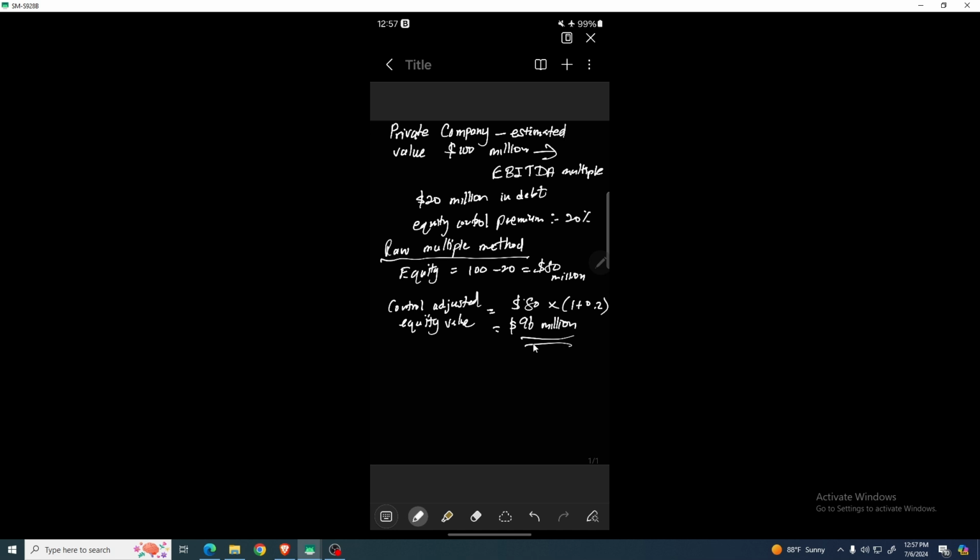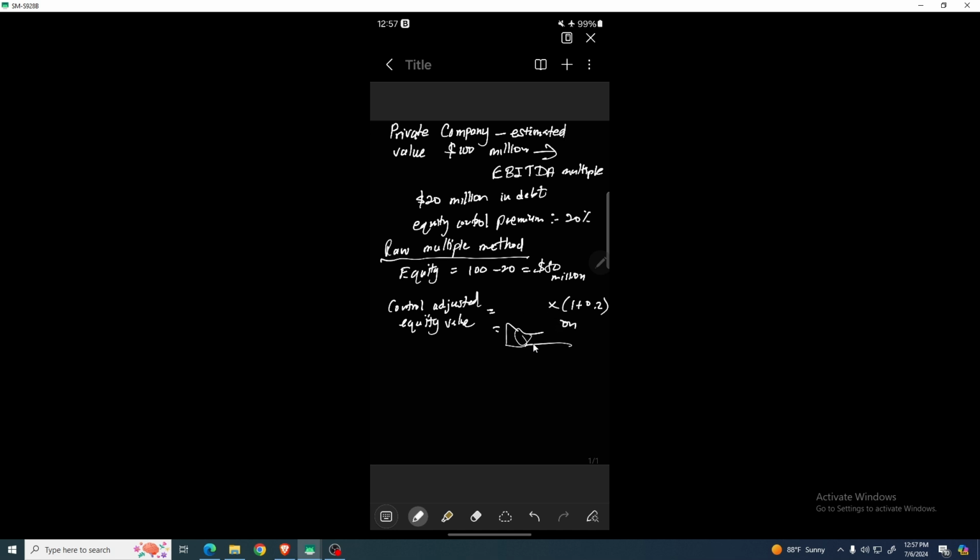96 million. So what we have just done is we identified the firm value, which is estimated using the EBITDA multiple. The equity control premium is 20% and the debt value is 20 million. So based on that, we identify the equity to be 80 million and the control adjusted equity value is going to be 96 million, where 80 million is multiplied by 1.2, which is the control premium. So now we will use the adjusted control premium for MVIC.